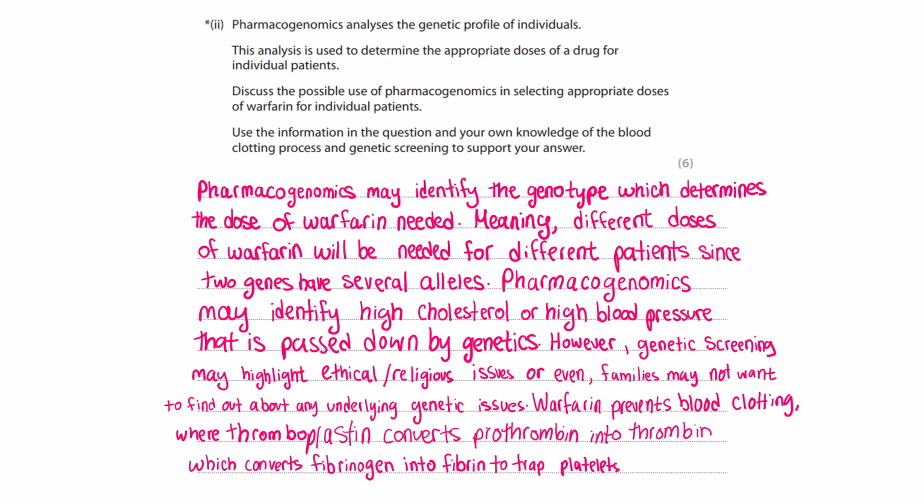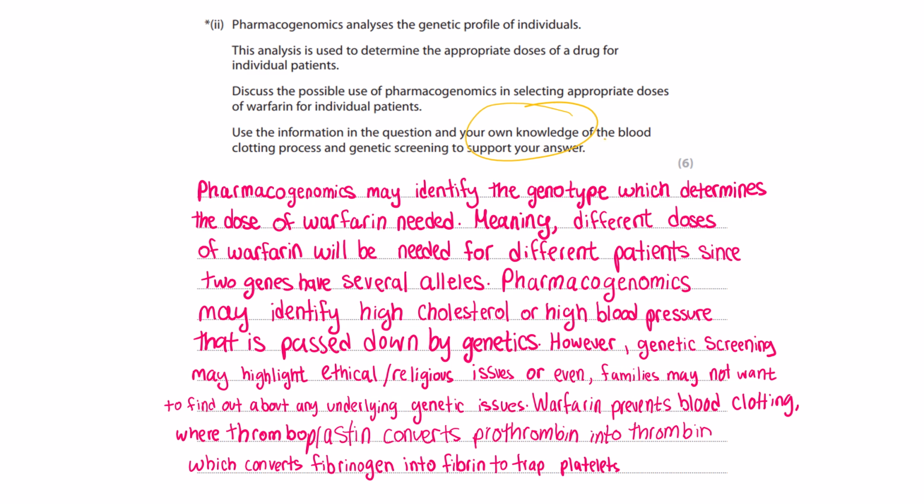Pharmacogenomics analyzes the genetic profile of individuals. This analysis is used to determine the appropriate doses of a drug for individual patients. Discuss the possible use of pharmacogenomics in selecting appropriate doses of warfarin for individual patients. Use the information in the question and your own knowledge, hint on your own knowledge, of the blood clotting process and genetic screening, to support your answer.